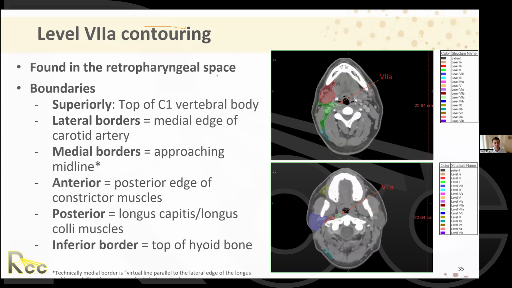There is actually a medial and lateral 7A, and the medial is basically, they just say it's kind of poorly defined. So we usually, again, try not to go all the way to midline here to spare these constrictor muscles a bit. But if you have a bulky lymph node and/or primary, you'll often see contours drawn just straight across, including this whole area. Anteriorly, it's the posterior constrictor muscles. Posteriorly, it's the longus capitis muscles, and the inferior border is the top of the hyoid.